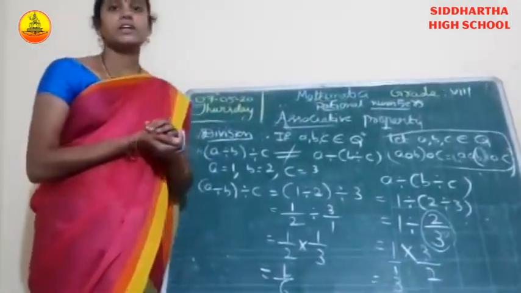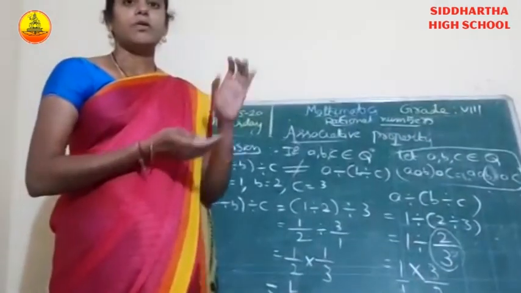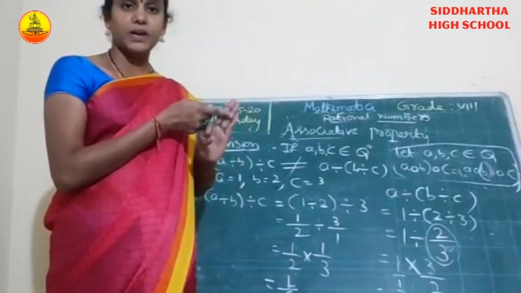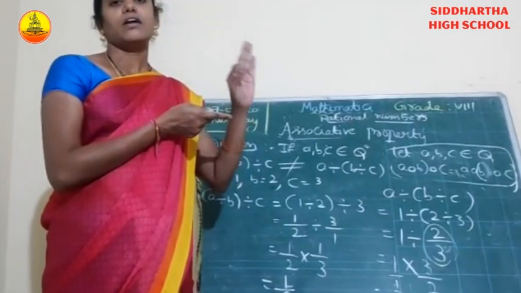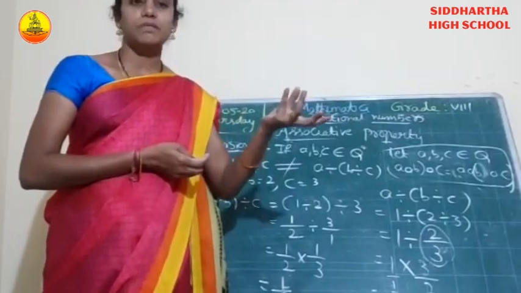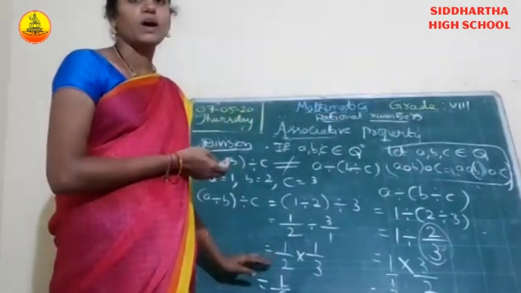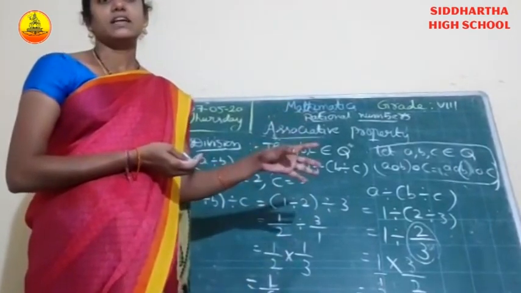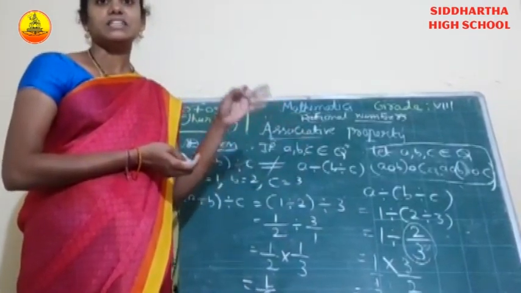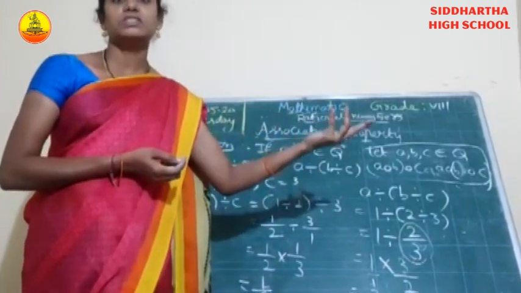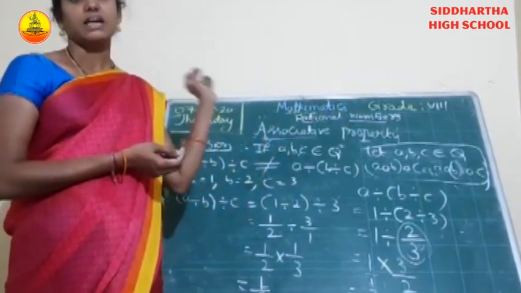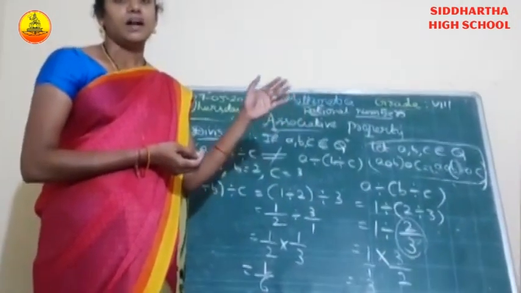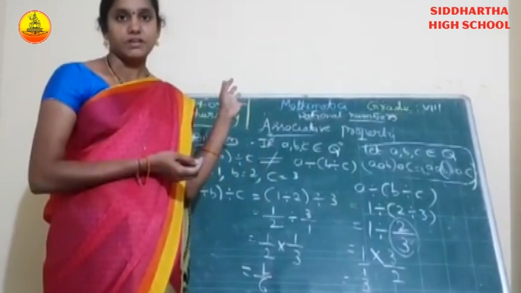So what is your homework? You have to write about closure property, commutative property and associative property, and you have to take your own examples. You should not write the same examples that I have taught in the class. Again I am saying, children, closure property under division is satisfied only if we exclude 0 from the set of rational numbers. If 0 is there in the set of rational numbers, it does not satisfy under division. Okay. Thank you.